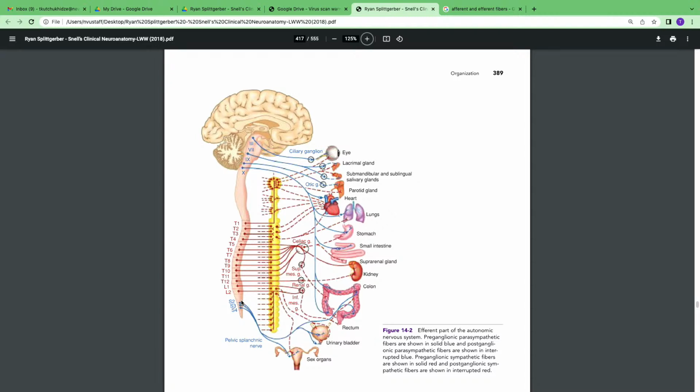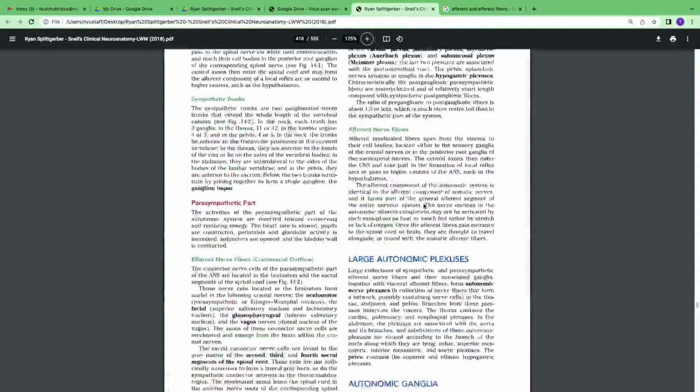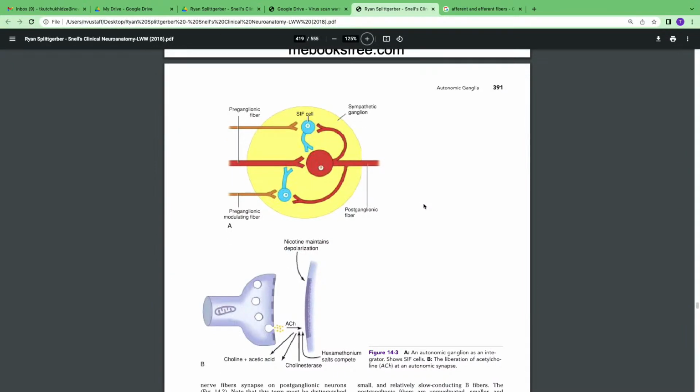And for the parasympathetic part, let me see some photos here. I don't want to miss anything. Oh, I missed this photo. So here, as we see, we have the ganglion, right? For example, this is our sympathetic ganglion, and it is our preganglionic neuron, and we have postganglionic neurons, right?